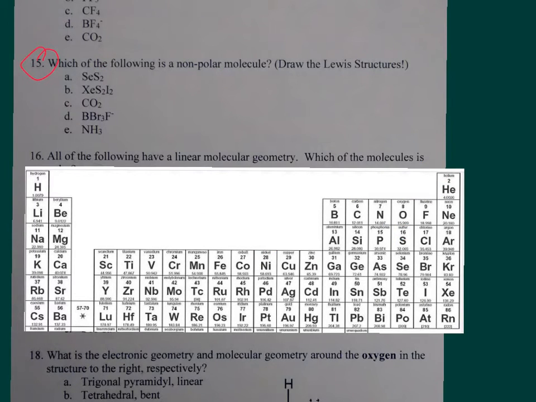Number 15. Which of the following would be a non-polar molecule? Now they're talking about the molecule, not just the bond, so we do need to draw Lewis structures. And again, the test is unlikely to tell us this, that we need to draw Lewis structures. You just need to know that if they ever ask the shape, the bond angle, or whether the molecule is polar or not, you always got to draw the Lewis structure.